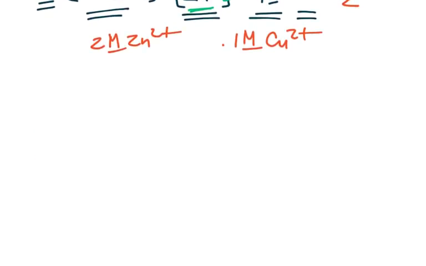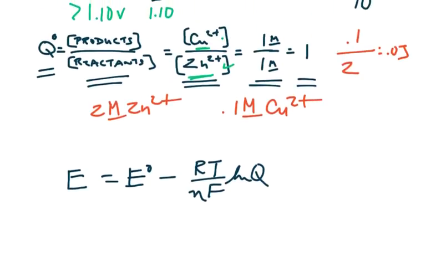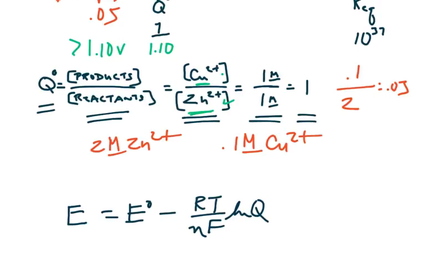And I'm trying to do this from memory now. The Nernst equation: the non-standard cell voltage is equal to the standard cell voltage minus RT over nF times the natural log of Q. And if I have a standard cell, Q is 1. If Q is 1, ln of Q is 0. This whole expression becomes 0. So my voltage is my standard voltage. So if I have a standard cell, I get standard voltage.